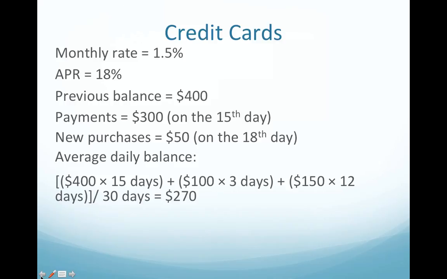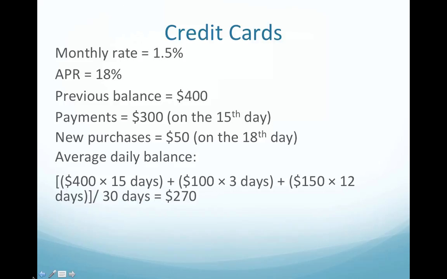$400 at 15 days, $100 at 3 days, $150 at 12 days, and then we divide all that by 30, and that tells us what the average daily balance is, which once again is a weighted average. It's $270. The reason it's weighted is because we're taking the 400 and multiplying it by 15 to give it weight. We're not just saying 400 plus 100 plus 150 and then dividing that by 30 days. We're taking the weight of those, and the weight is based upon how long you held that balance.